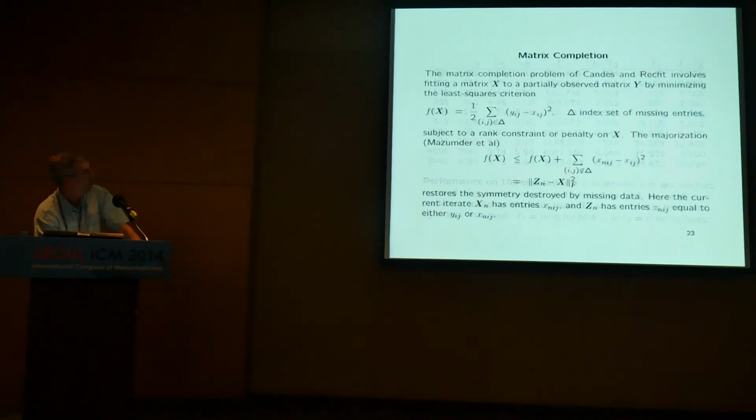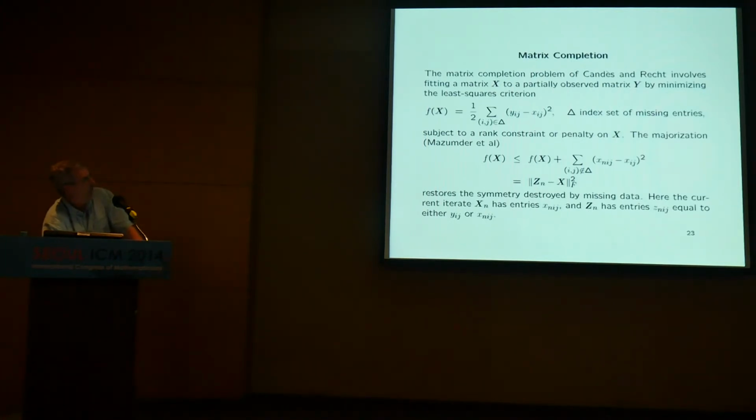Okay, here's another class of problems, matrix completion, introduced by Candes and Recht. Emmanuel is sitting here in the audience. So you're given a matrix partially observed. Many of the entries are missing. You want to fit a matrix X to your partially observed matrix Y, so you have a sum of squares criterion over the observed entries. And you want to do this subject to some kind of rank constraint, and you can introduce that as a penalty, and what's usually done is that enters as a nuclear norm penalty.